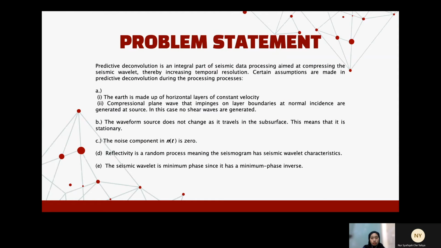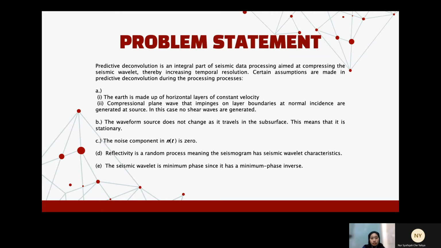Now I will present the problem statement. Predictive deconvolution is an integral part of seismic data processing, aimed at compressing the seismic wavelet, thereby increasing temporal resolution. Certain assumptions are made in predictive deconvolution during the processing.